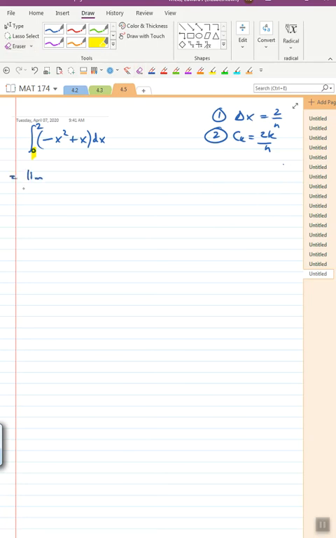So now take your limit, form your Riemann sum, plug these ck's into your function. So I guess negative 2k over n squared plus x, which would just be 2k over n. Don't forget the delta x, which is the 2 over n.